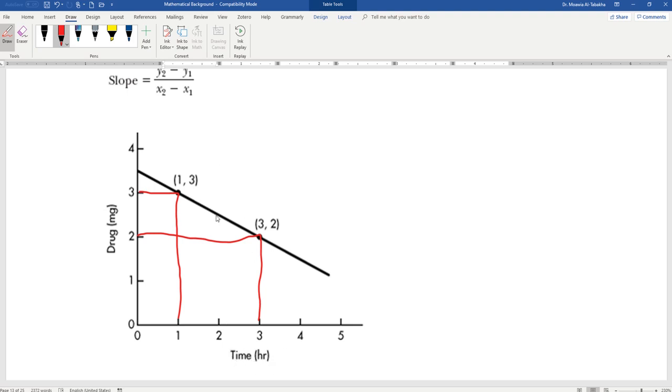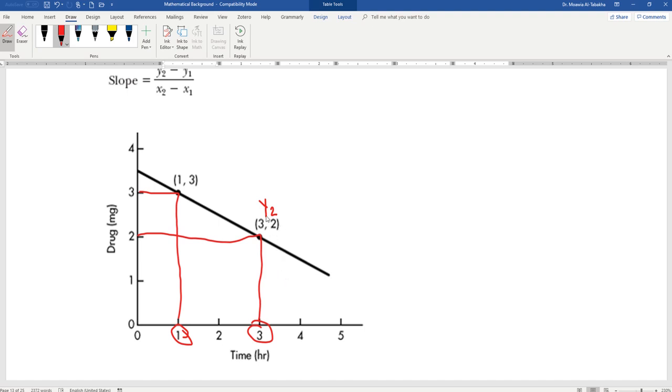So let's do this. y2 minus y1. Where is y2? Is it this one or this one? y2 is what happens next. If you look at x, x determines which one is y2 and which one is y1. Now, where is x2? This is x2 because it happens after x1. Because this is x2, then this is y2. Okay, this is y2. So, what is y2?